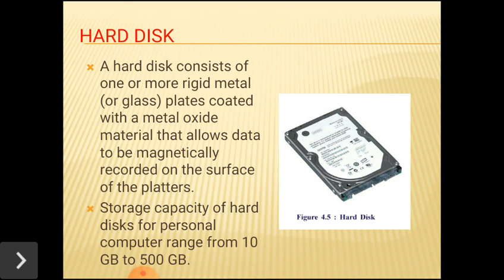Now, let me discuss some secondary memory. So first, hard disk is one kind of secondary memory. A hard disk consists of one or more rigid metal plates coated with a metal oxide material that allows data to be magnetically recorded on the surface of the platters. In this figure, you can see a typical hard disk. Data and instructions are recorded on the oxide-based surface by magnetizing selected particles of the surface. The particles retain their magnetic orientation until that orientation is changed.